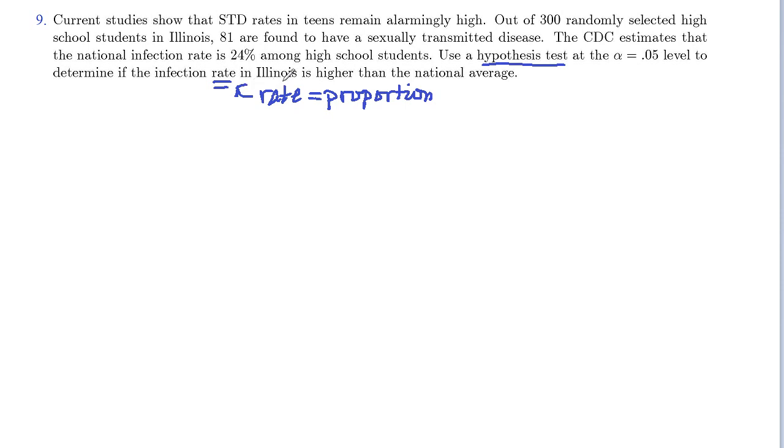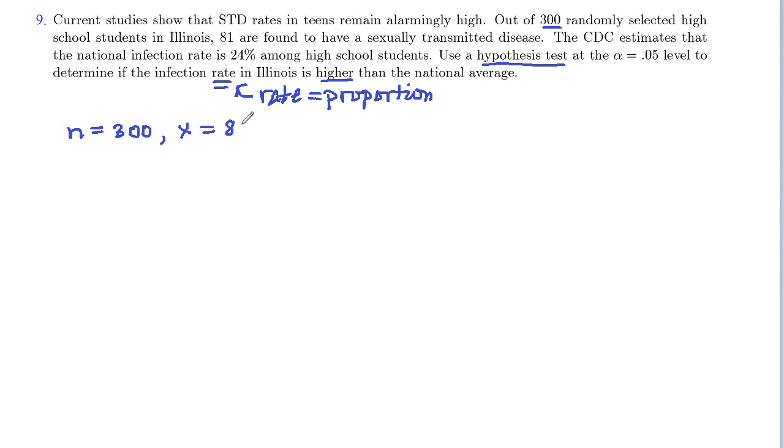To determine: is Illinois higher than the national average? Higher. So we're testing higher than the 24% national average. Out of 300 randomly selected, that 300 is our n. So n is equal to 300. And 81 were found to have a sexually transmitted disease. That's our value x, which is the number of successes.